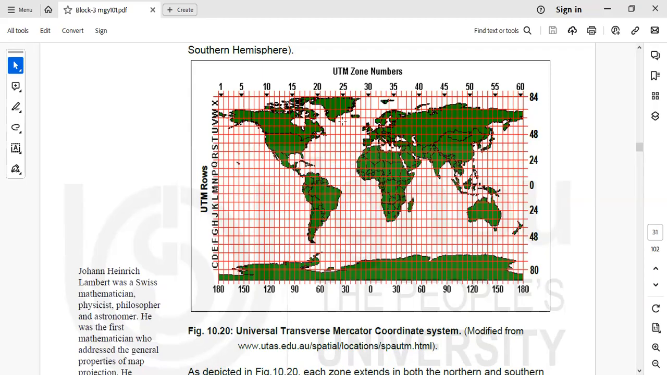They are almost covered by this projection. So that is why it is a universally accepted map projection. And towards the south, it is used to represent the area up to 80 degrees.